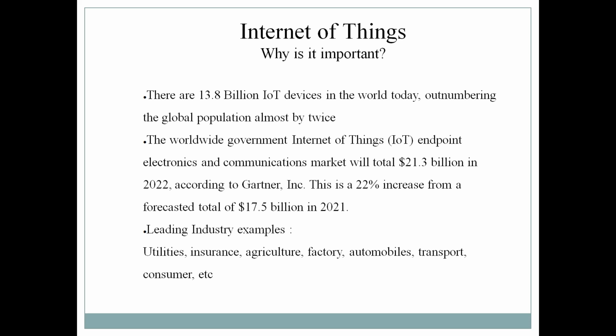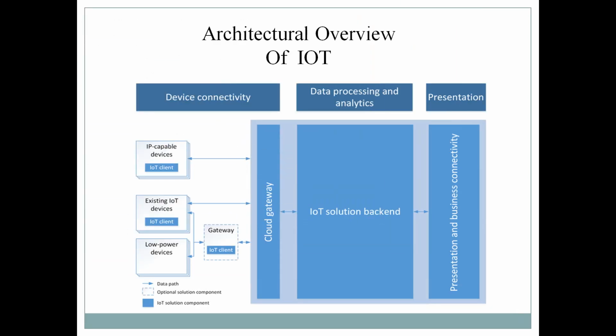It is also leading in industry examples like utilities, where we need electricity and everywhere smart grids are now being used. So there we require Internet of Things. Also there are insurance and agriculture. Drones are largely used nowadays in the agriculture sector. Also factory, automobiles, transport, consumers. In transport and automobiles, embedded systems and Internet of Things are largely used right now in our advanced vehicles.